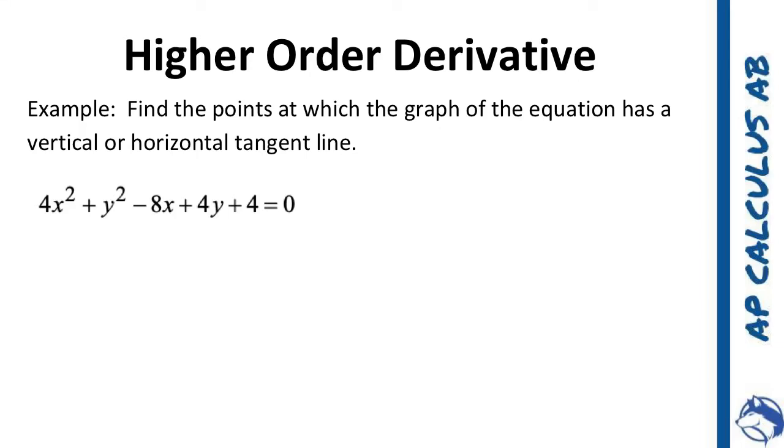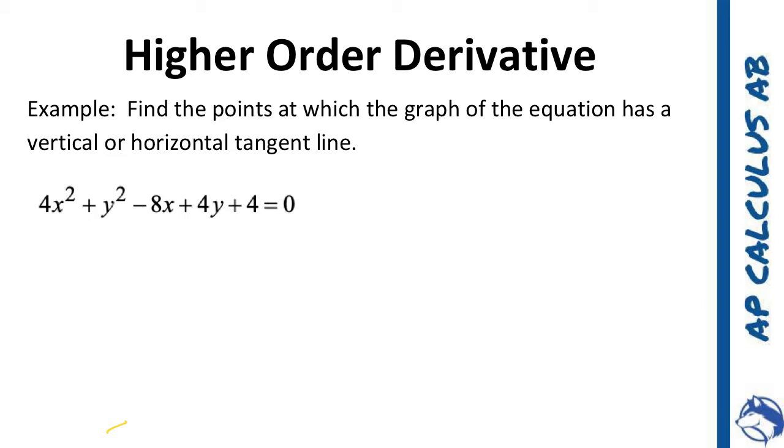Okay, so here we got a nice little example where we can use our higher order derivatives to find the points on the graph that have vertical or horizontal tangent lines. Going through and doing this gets a little bit complicated, so I would just keep everything straight. Make sure you use some space. It's okay to use space.